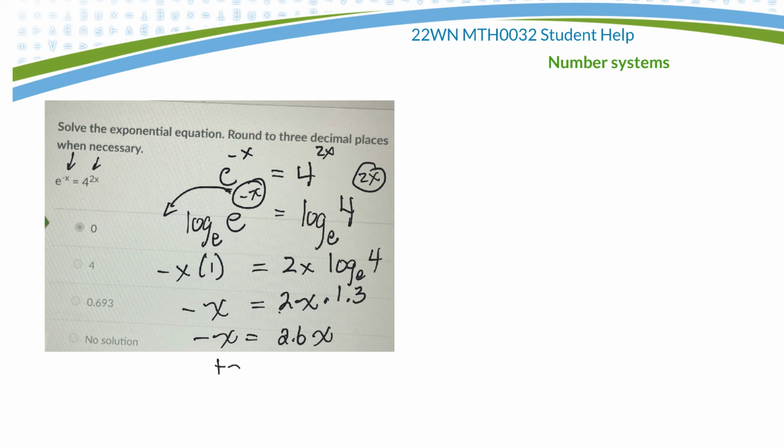Let's get the x's together. So let's add an x on each side. So I get 0 is equal to 2.6 plus 1 would be 3.6x. And then to solve for x, I need to divide both sides by 3.6.